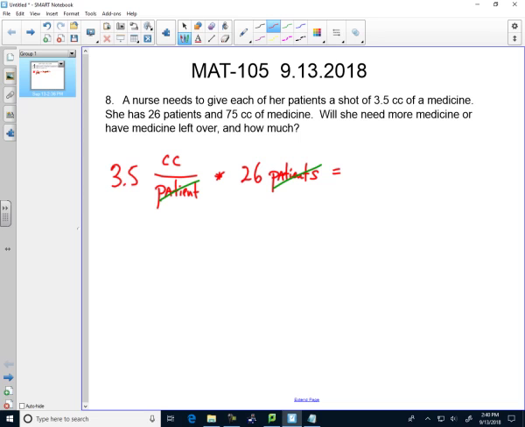Now, we don't have to do all that work on the test, do we? Depends on whether you want to get the right answer or not. I do have the right answer. I just didn't do it that way. I literally just took 26 times 3.5 minus 75.